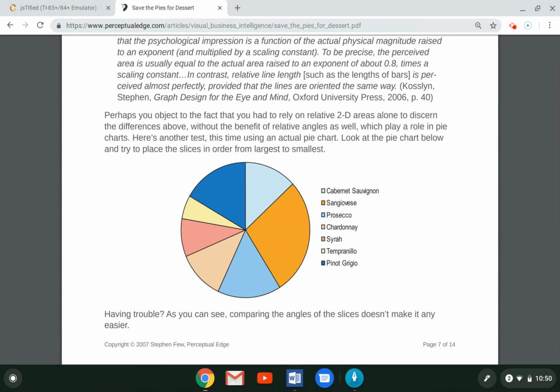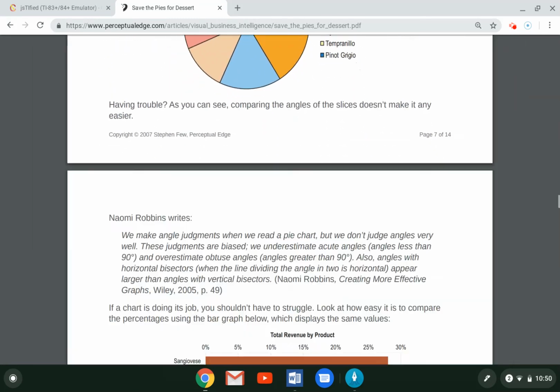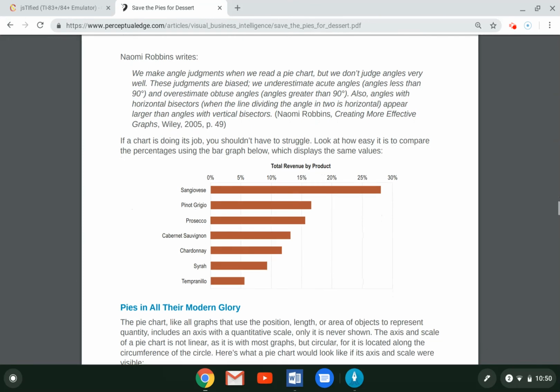But then after that, it becomes difficult to tell which is larger next, from the lightest blue in the top right and this sort of medium orange in the bottom left. You kind of have to think about it. You can't quickly compare which is larger and which is smaller. It would be much easier to gauge if you put it into a bar graph.